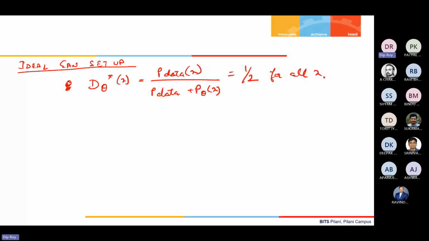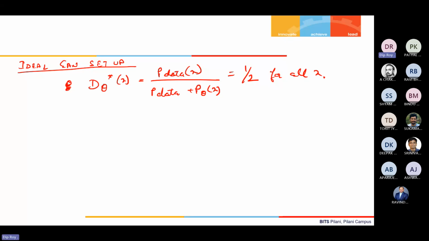The discriminator does not know whether it is a true sample or a fake sample, and it is fully confused, and its output is close to half. So this means that the discriminator is confused. It can't tell if a given sample X came from the real data or from the generator.